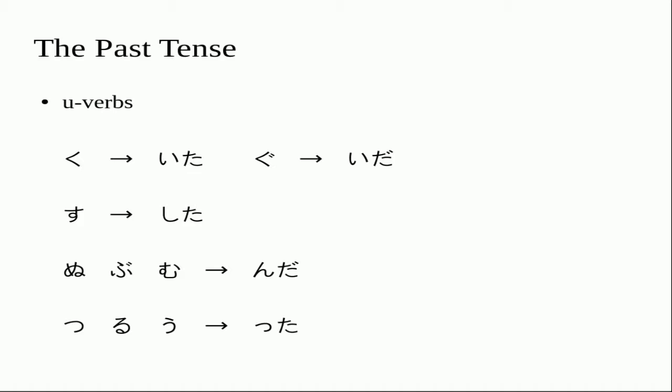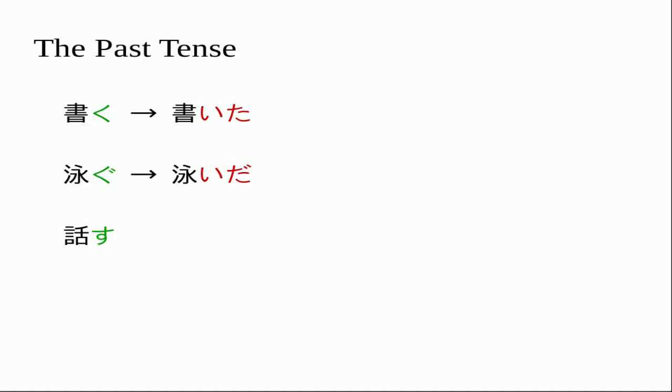So how that actually looks in examples, because this is probably very confusing for you: kaku, as in to write, kaita, as in I wrote. Oyogu, as in to swim, oyoida. So as I've said, ku, which is not voiced, becomes ita, and gu, which is voiced, becomes ida. So kaku, kaita, oyogu, oyoida. Hanasu, as in to speak, hanashita. So su becomes shita.